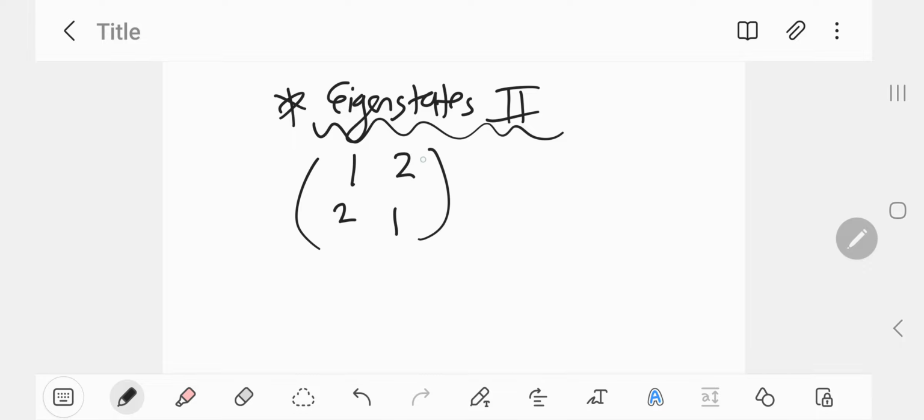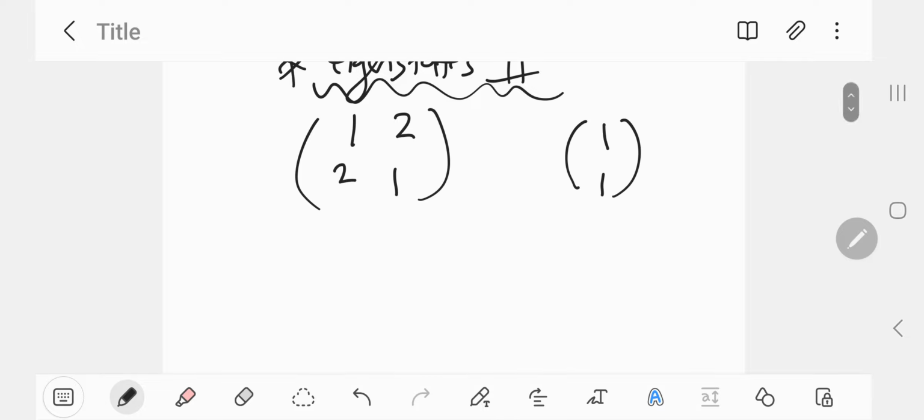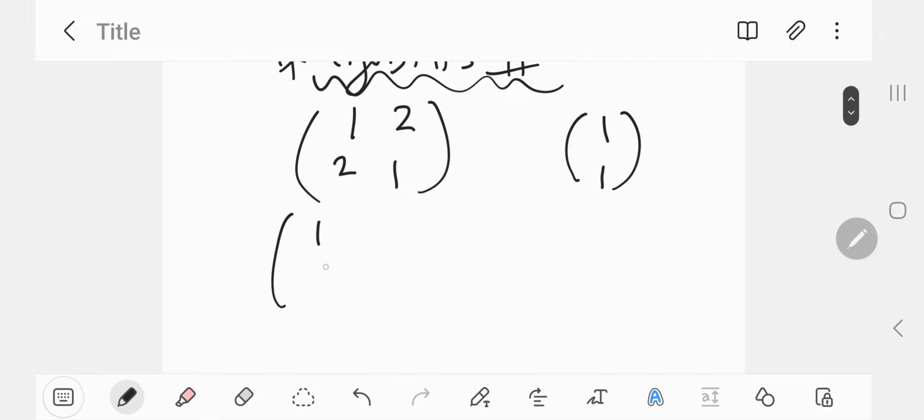Okay, a 2 by 2 matrix, so 2 rows and 2 columns. And I have an eigenvector given by this. If I multiply the matrix by the eigenvector, here's what I would get.